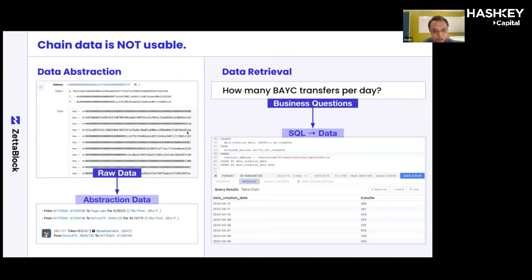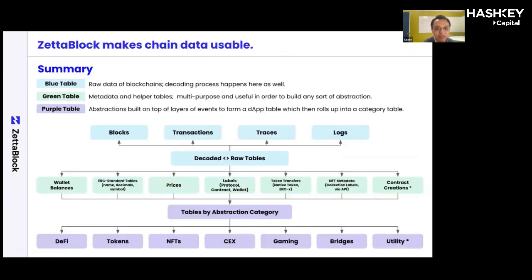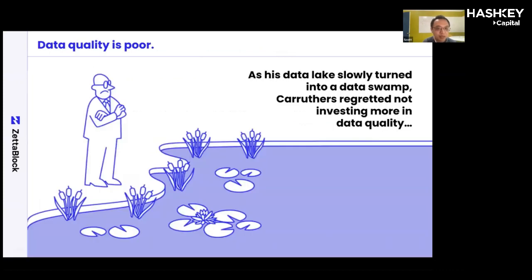Additionally, we also make sure that all the chain data is decodable. In this case, we not only decode the data, we also enrich the data with some labels and price data, like token price data, so users know exactly what the USD dollar value was at that time. So you can join with the price table to figure out the transaction volume and USD dollar value. And lastly, we have different layers of tables: we not only provide raw data, we also provide metadata and abstraction tables as well.